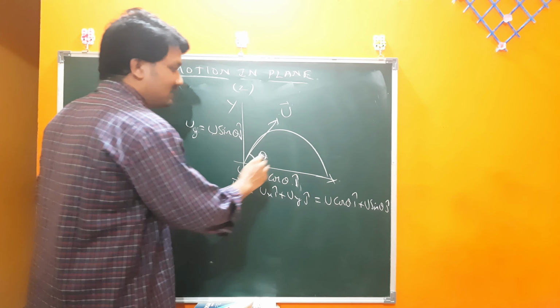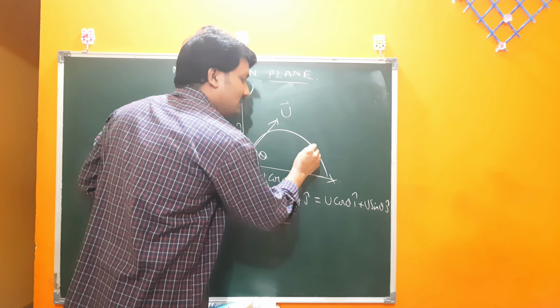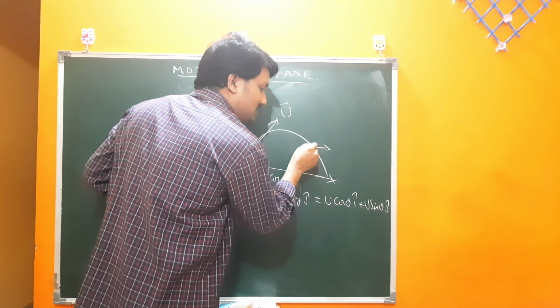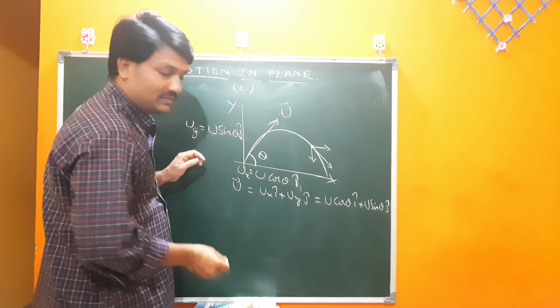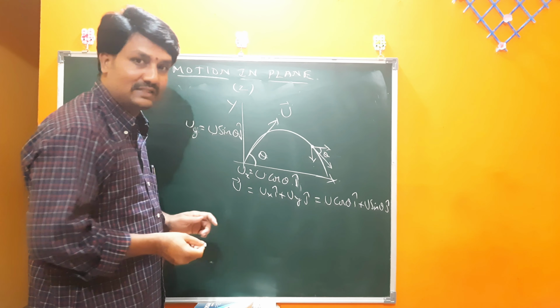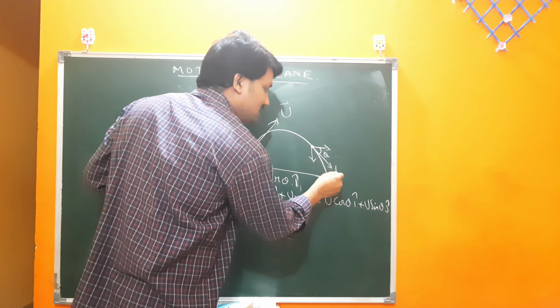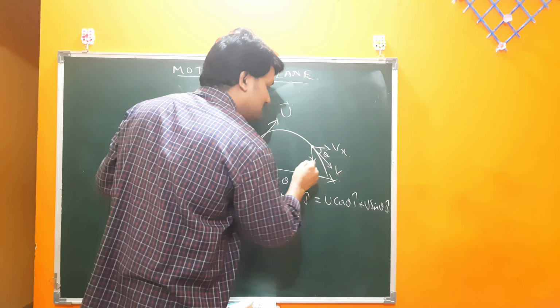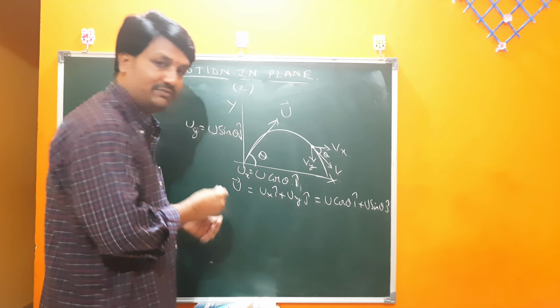So for any particular point, if you want to determine the velocity, just draw the tangent. This tangent makes an angle with the horizontal. Let me take that as theta. Then this is the velocity v, resolved into vx and vy.